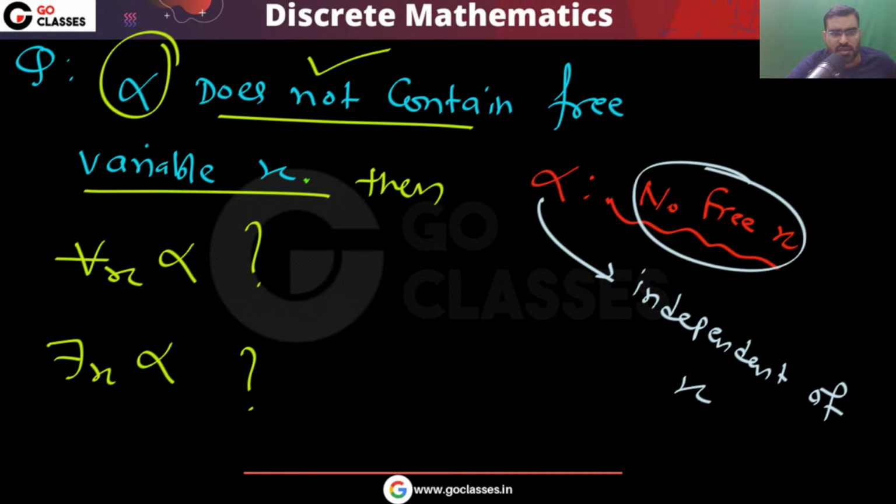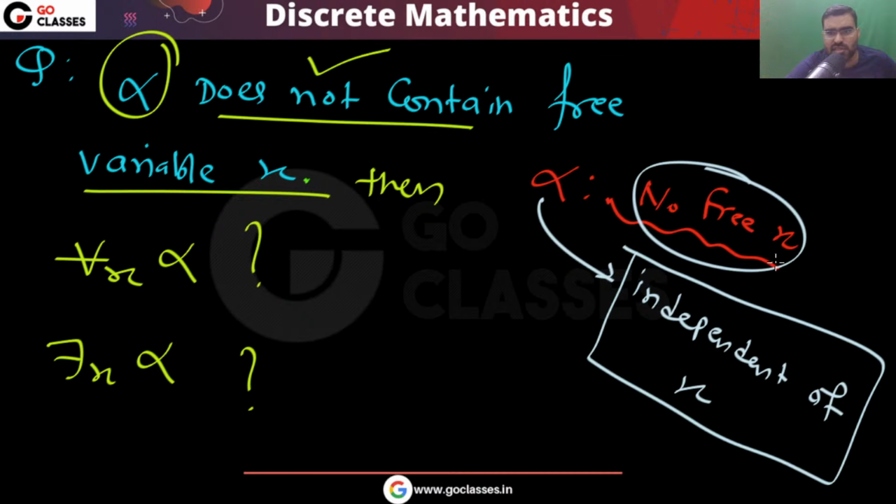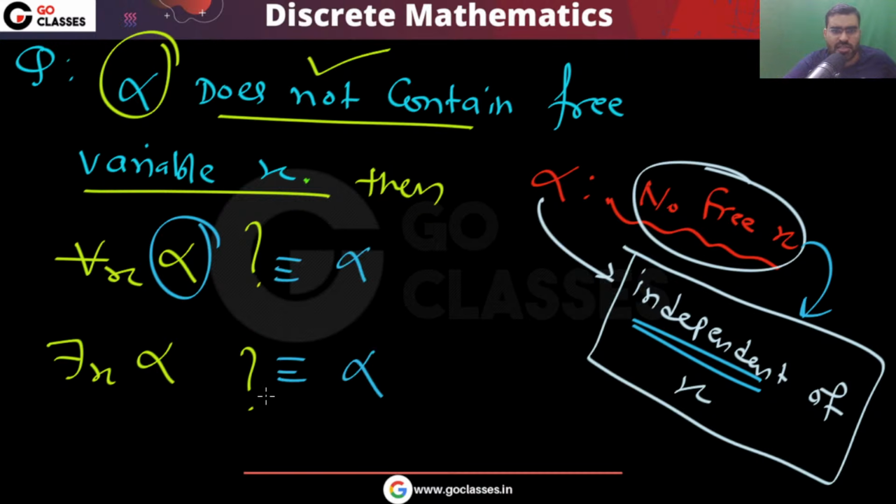So can I say this alpha is completely independent of x. This alpha is independent of x. There is no free x. Because there is no free variable x in this alpha, it means this alpha is not dependent on x. It is independent of x. So that is the reason this is the same as alpha and this is also the same as alpha. Yes or no? Both are equivalent to alpha. Is this clear to everyone?